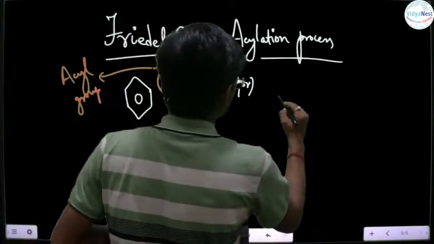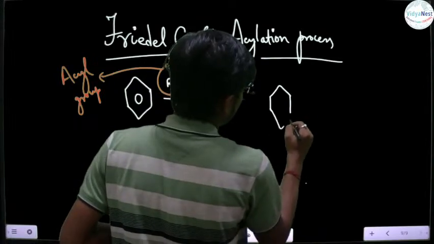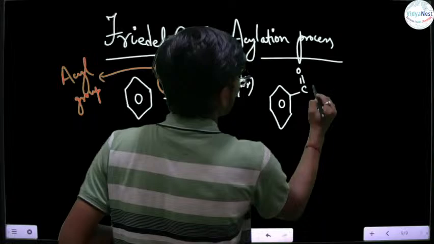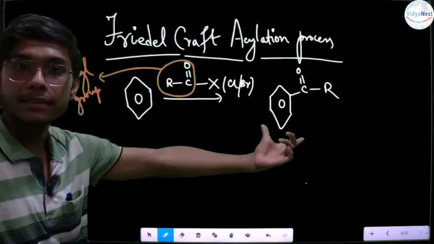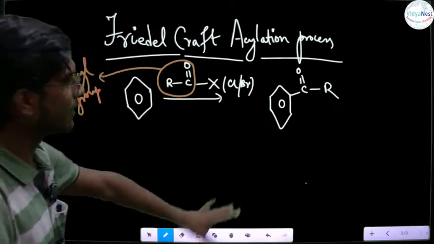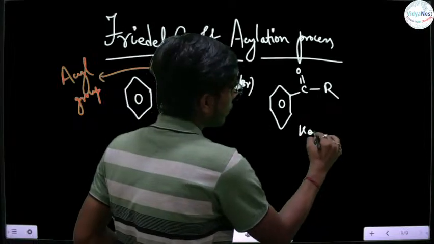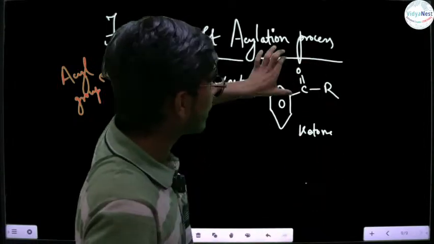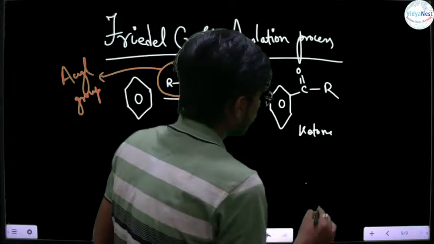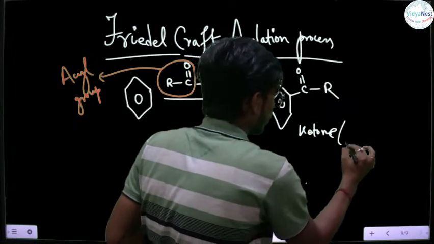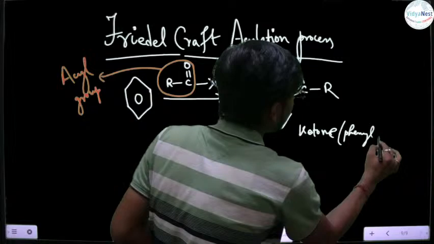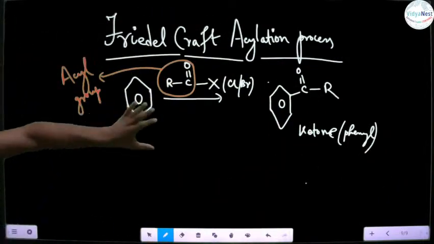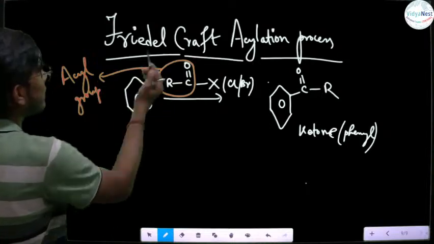The final product is basically this acyl group connected to the benzene ring. So this is formed. This is basically a ketone, because a C double bond O with R and a carbon connected on both sides is a ketonic group. So this is a ketone, but this is a phenyl ketone, because there is a benzene ring connected to one arm of the ketone. So a phenyl ketone is formed as a result of this Friedel-Crafts acylation process.